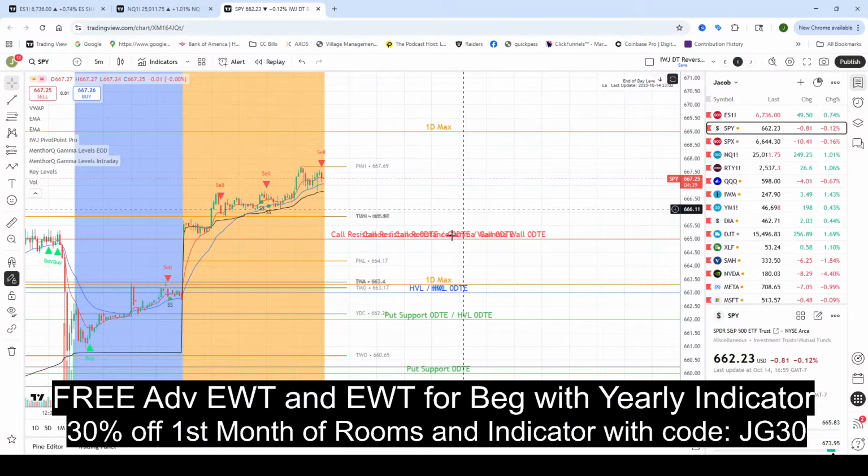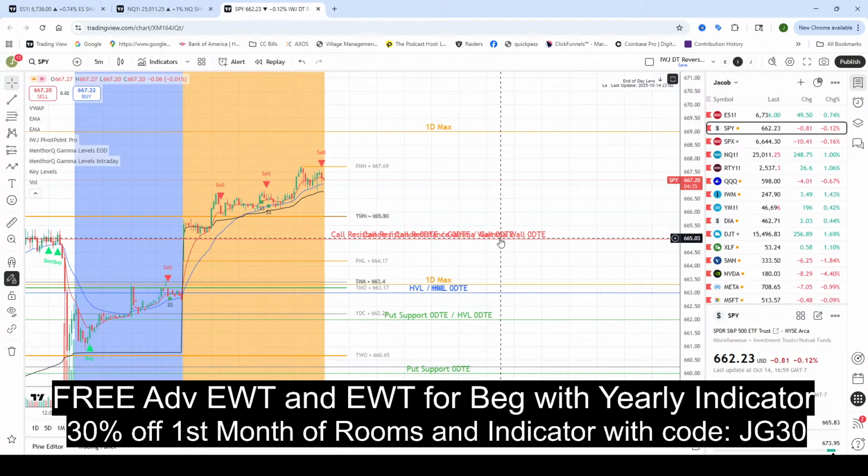So these levels are really good. This is our 0 DTE call wall. As long as they're above that today, they're in positive gamma, which will push the market up. If they get back below that, we get into kind of a neutral zone. And then below the put support here puts us in negative gamma, which would push us down.